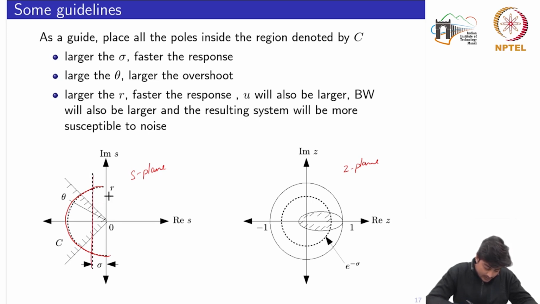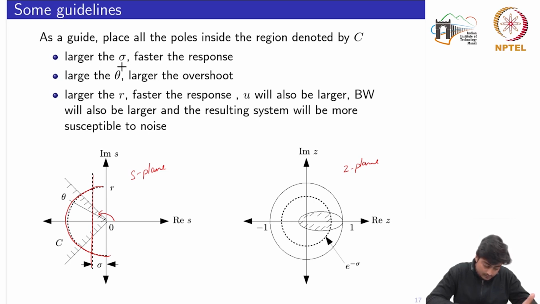So when you see this region in the S plane, by drawing the damping coefficient line, you can assess some of the parameters. Let's say the sigma, which is the real part of the S plane, the theta, the angle which it makes from this axis, and also the radius of this semicircle. So the larger the sigma, the response of the closed loop system would be faster.